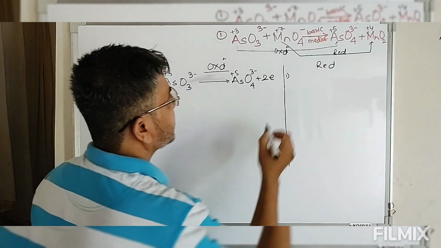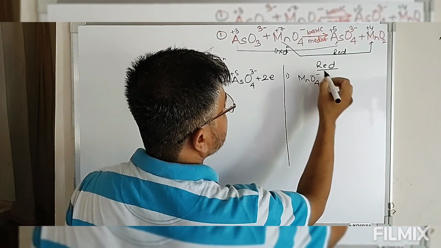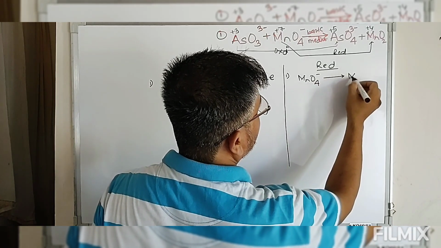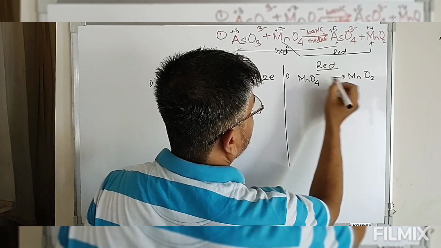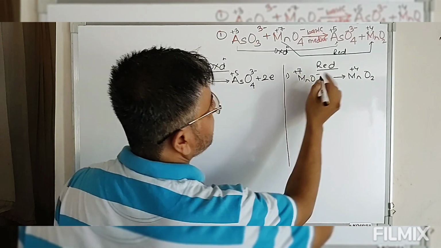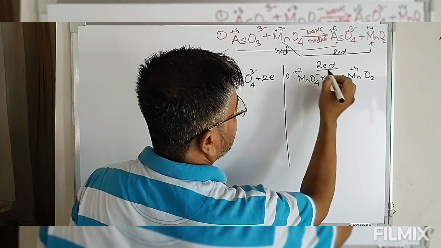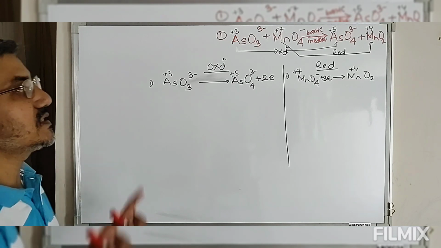On the other side, we have this reduction. MnO4 minus changing into MnO2. Mn is changing from +7 to +4, so this must involve taking in of 3 electrons. So this is the first step.